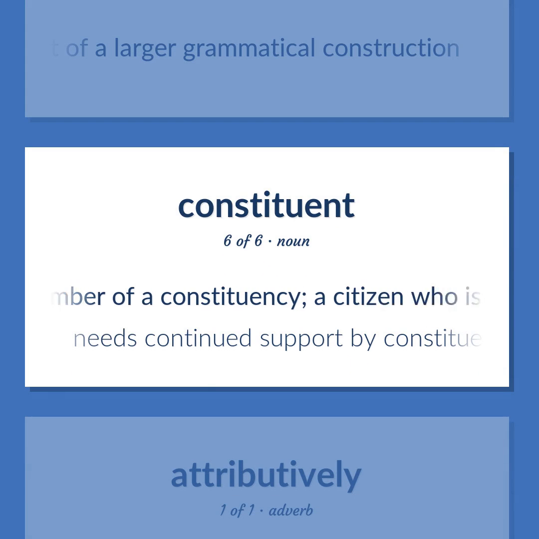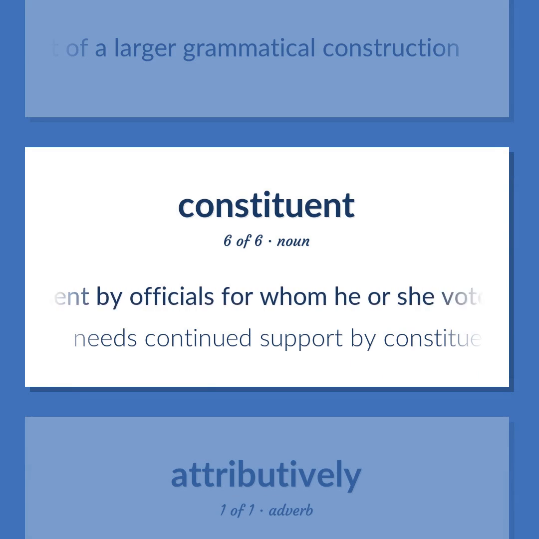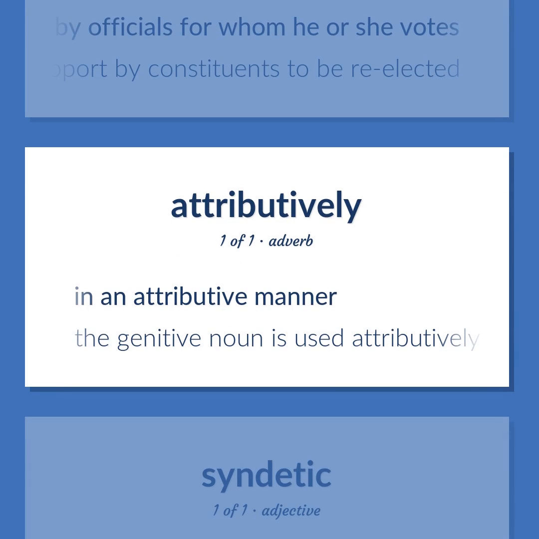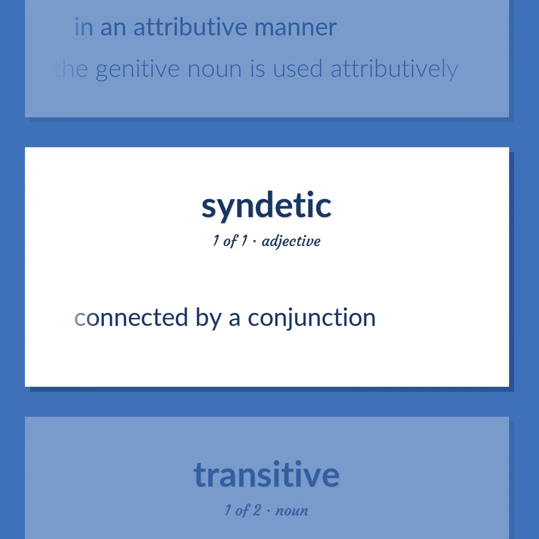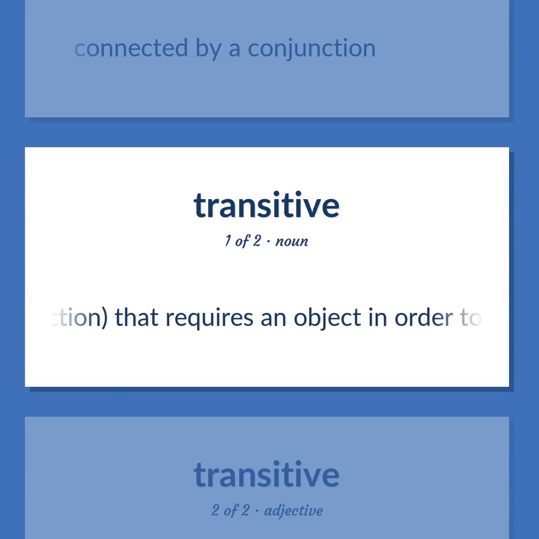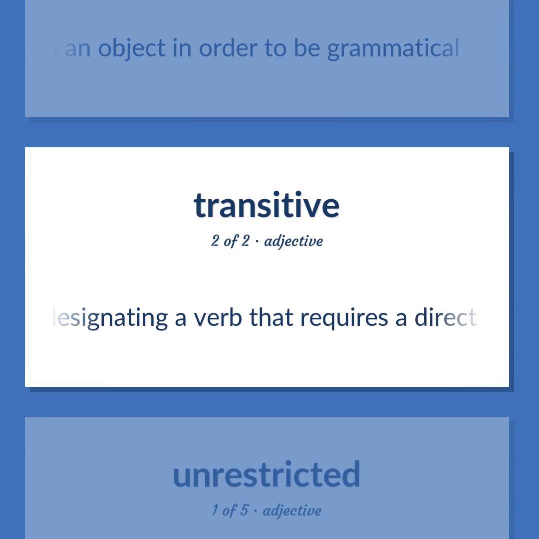A member of a constituency, a citizen who is represented in a government by officials for whom he or she votes. Needs continued support by constituents to be re-elected. In an attributive manner. The genitive noun is used attributively. Connected by a conjunction. A verb, or verb construction, that requires an object in order to be grammatical. Designating a verb that requires a direct object to complete the meaning.